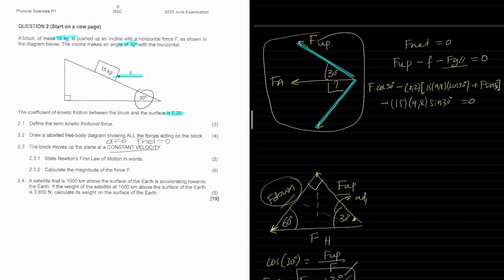If you notice now, the only thing we don't know is F. And we can solve for F. So F is equal to 129,19 newtons.